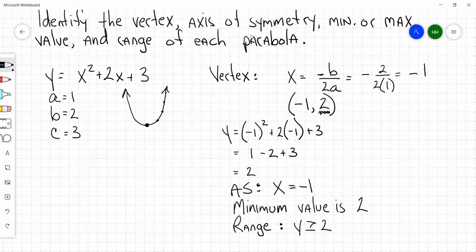Yes, no, maybe? What will happen as you start working through the practice is this will get faster and faster, because you won't have to look back up at your notes to find x at the vertex. And as soon as you see the vertex and the value of a, you'll know if you're dealing with a minimum or maximum value. All right. So let's try one more of these.